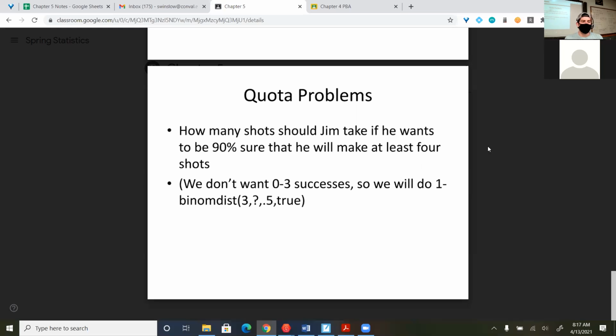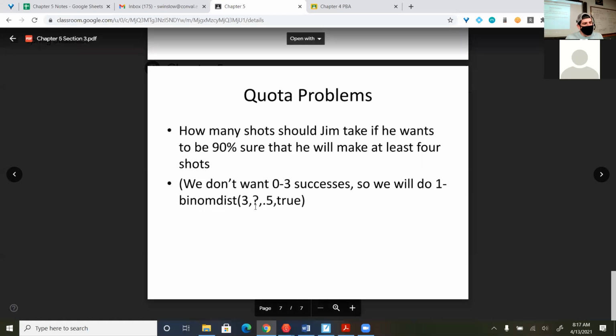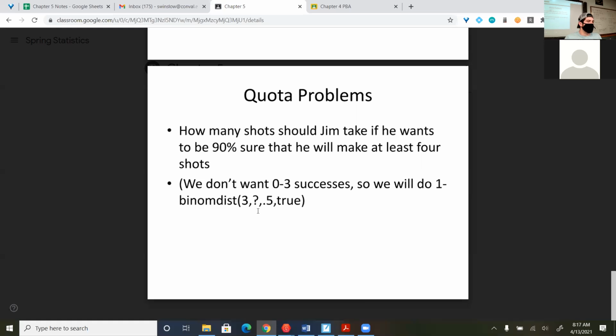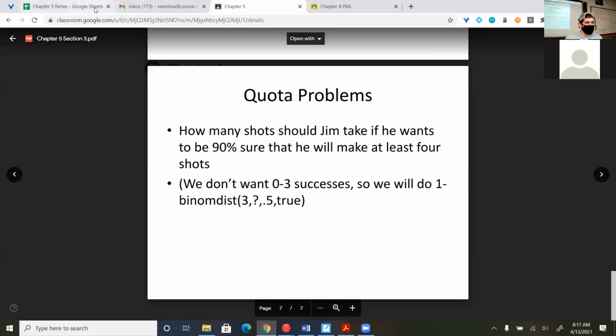So if we want at least 4, that means we want 4 or 5 or 6 or 7 or 8, all the way up to a million, more than that. So we don't want 0 to 3. Now, when I type it into Google, I'm going to type it in just like this. It'll be 1 minus the binomial distribution. I did 1 minus because I'm counting up, so I have to figure out what I don't want. I don't want starting at 3 going down to 0. It's this question mark here that I need to guess. This question mark is how many shots Jim needs to take to be 90% sure that at least 4 go in.